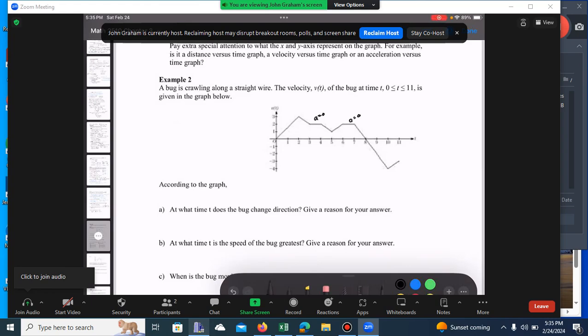Now, if the velocity is constant, then you're moving at a constant linear rate. Now, everywhere above the x-axis up to this point, velocity is positive. So your position is increasing. Below this point, your velocity is negative. Position is decreasing.